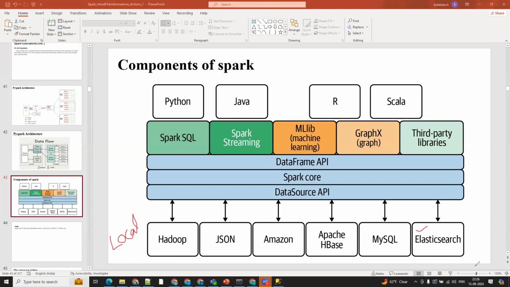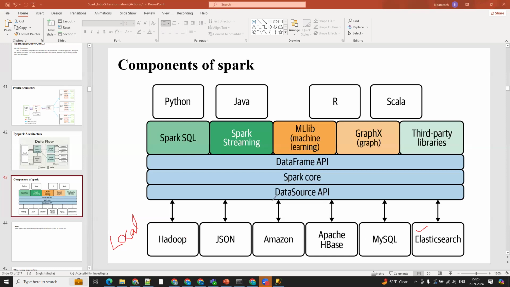All these are memories, I can say. HDFS and JSON are files actually. And Amazon S3. Spark can interact with the NoSQL database. Spark can interact with this database as well. Spark can interact with the service as well.